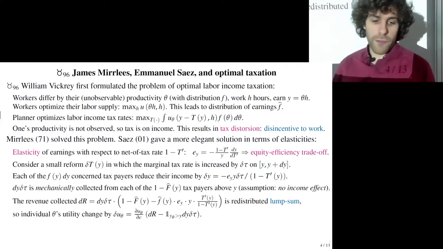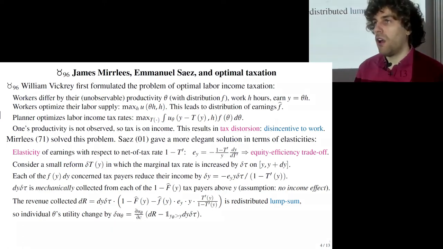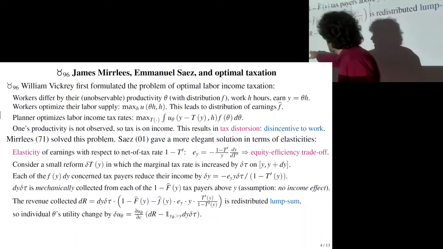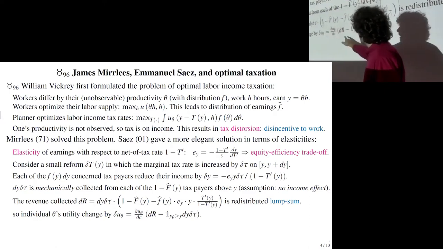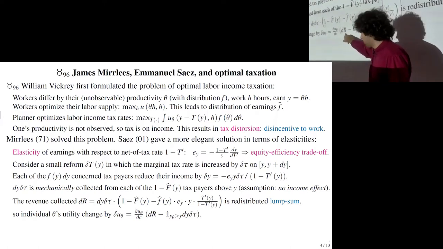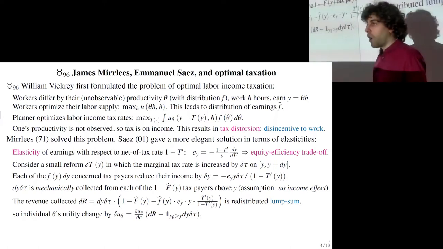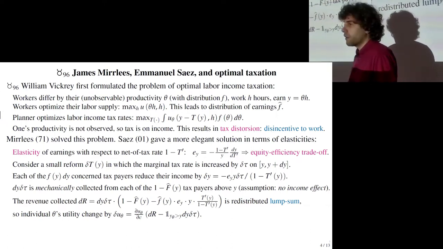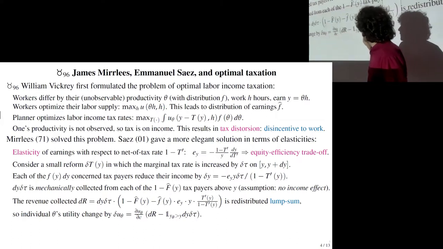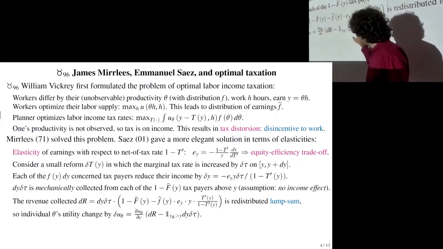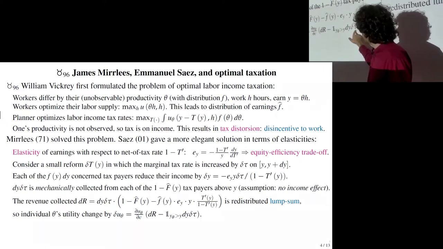So then, the utility of an individual of productivity theta changes by delta U, which is equal to the marginal utility of consumption of this person, times what they receive, dR. Here we assume that the mass of people is one. We don't say that there are n people, we say that there is one person, so it's dR and not dR over n. And minus the extra taxes they pay if their income is above y.